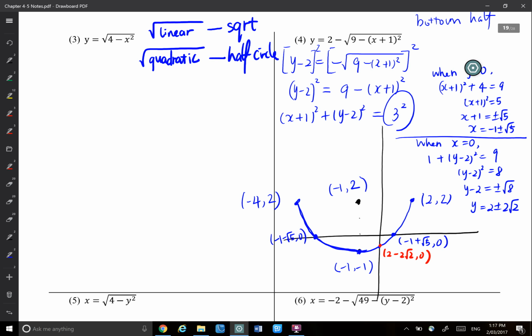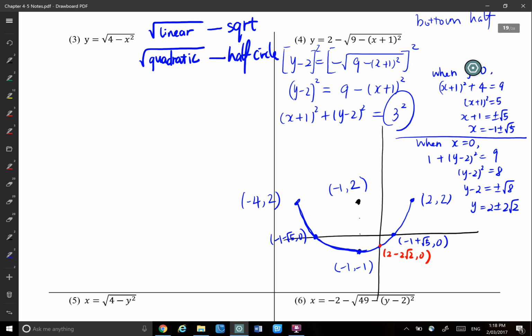So I really see a lot of mistakes, like people cannot distinguish between square roots and half circles. Okay, I see year 12 students making those mistakes. So that's something really important. You need to know what type of equations are half circles, what type of equations are square roots.